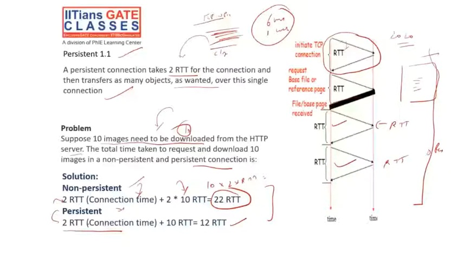Just the basic things: persistent and non-persistent, and HTTP is a TCP transport layer protocol. You need to understand that part. If you know TCP, what is the meaning of TCP? Connection oriented protocol. What is the meaning of connection oriented protocol? It means we have to set up the connection, then transfer the data, then tear down the connection, so connection termination is there.